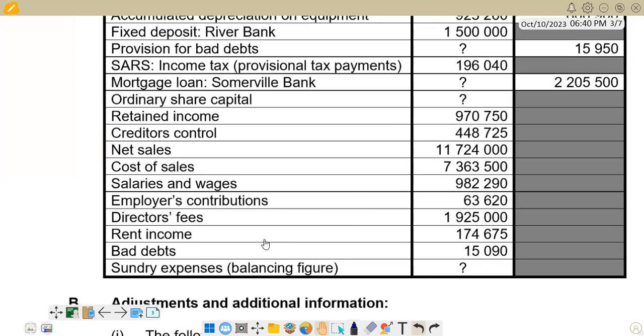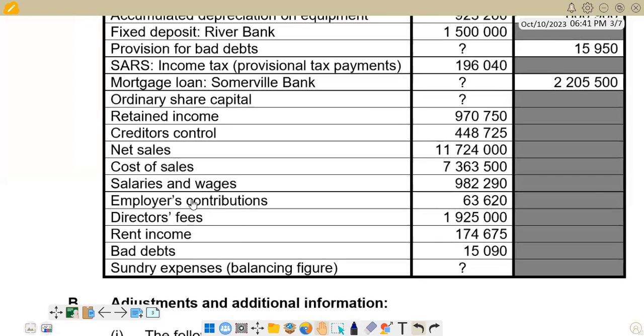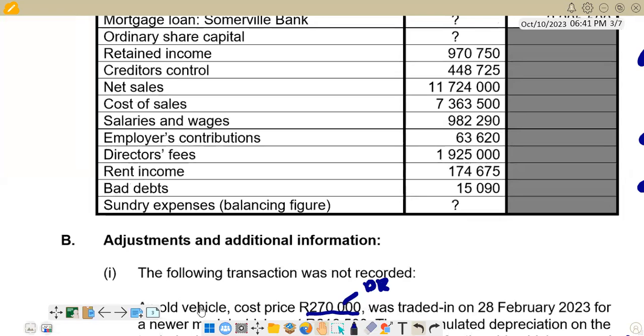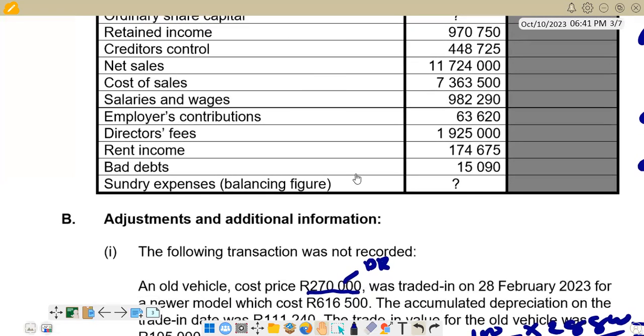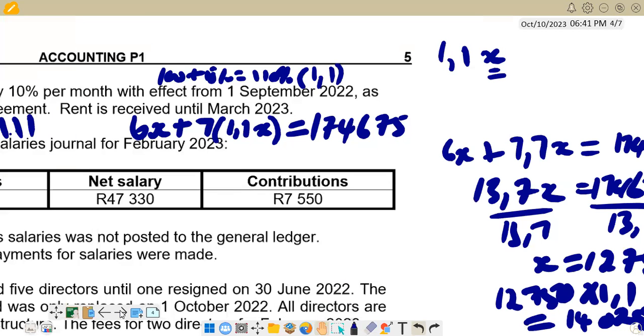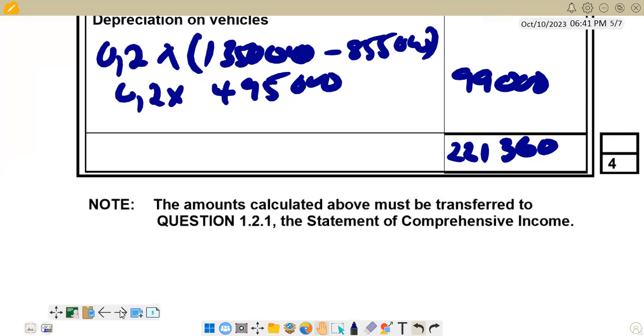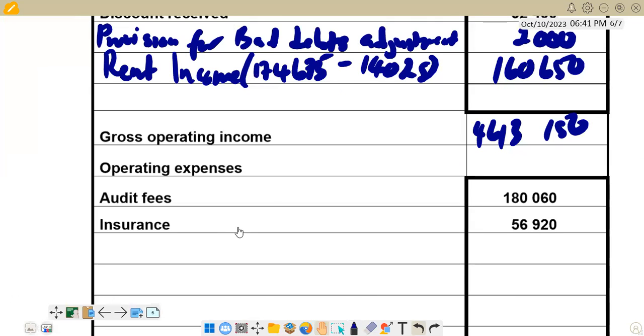And remember, we also calculated, if you go to the additional information there, the disposal, and we found a loss on disposal. So we have got a loss on disposal also that is there, which is an expense. So let's go and input that one, loss on disposal. We have a loss on disposal.